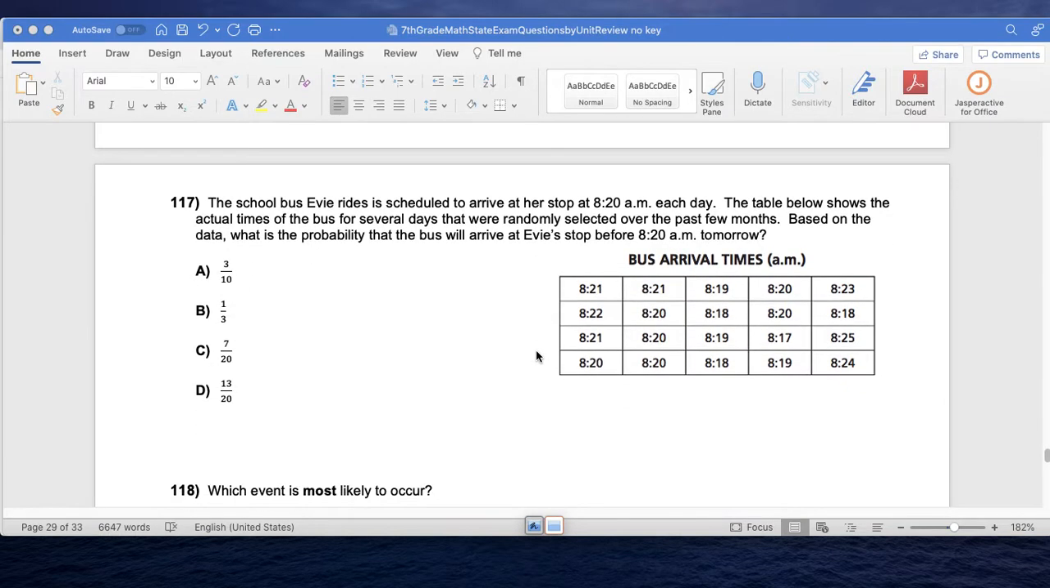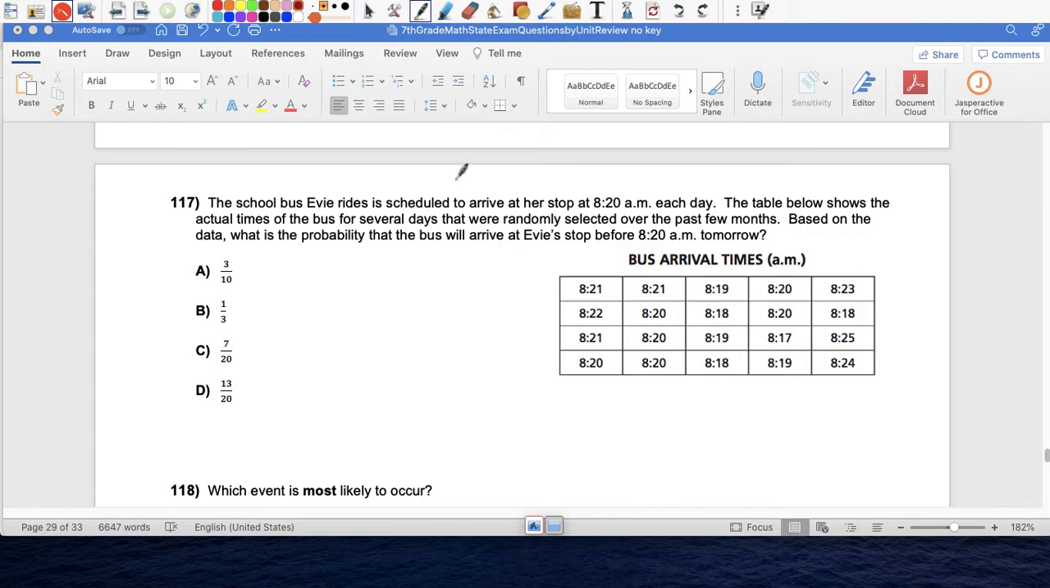Okay. 117. The school bus ride is scheduled, sorry, Eve's ride is supposed to arrive at her stop at 8:20 every morning. The table below shows the actual arrival times of the bus for several days. Based on the data, what's the probability that the bus will arrive at Eve's stop tomorrow before 8:20? Well, first of all, let's count how many times we recorded this event. 1, 2, 3, 4, 5. So out of the 20 times, how many times did it come before 8:20? 1, 2, 3, 4, 5, 6, 7.